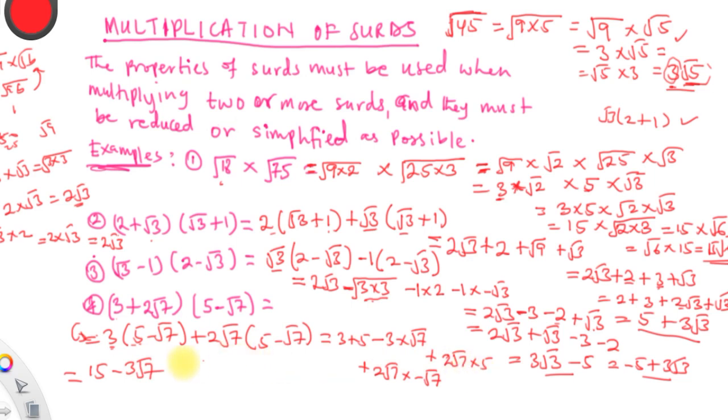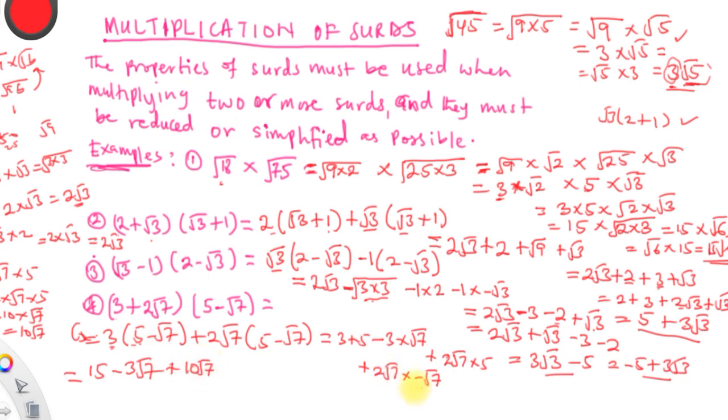Know that 2 root 7 times 5, 2 root 7 is the same as 2 times root of 7, then times 5. 5 and 2 are rational numbers. Multiply them together, 2 times 5. You get 10 times root of 7, which is equal to 10 root 7. That's what we get. So this and this, we get what? It's positive. And the positive, we get plus 10 root 7.